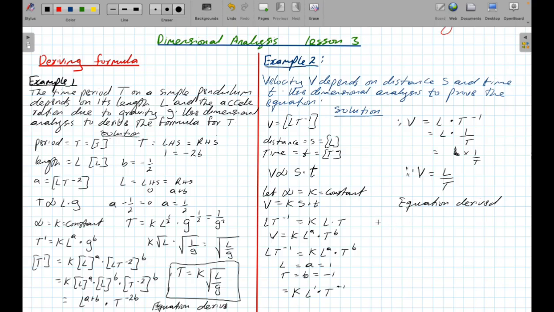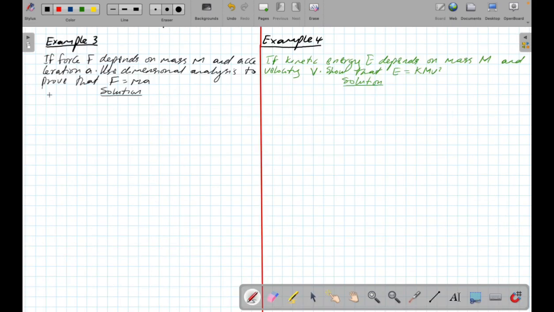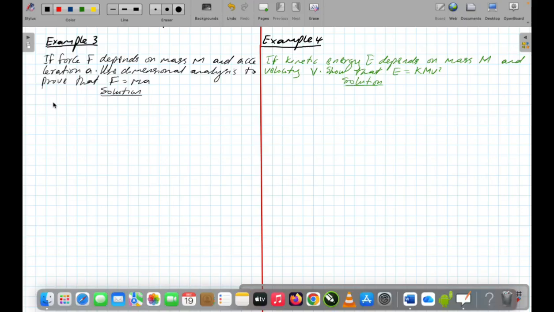That is, velocity is equal to displacement over time taken. Equation proved. Let's consider the third example. The third example says that if force F depends on mass m and acceleration a, use dimensional analysis to prove that F equals ma.